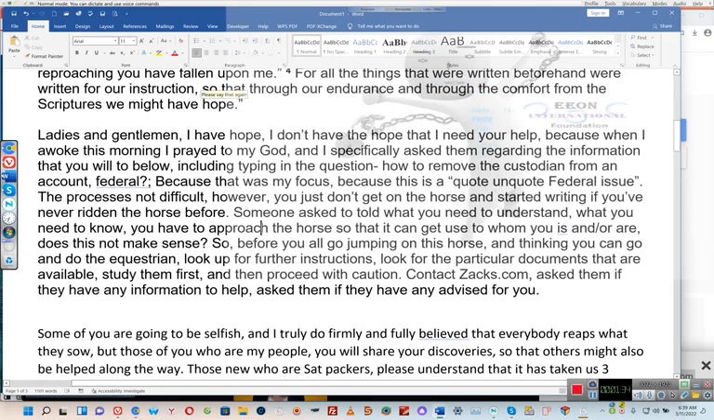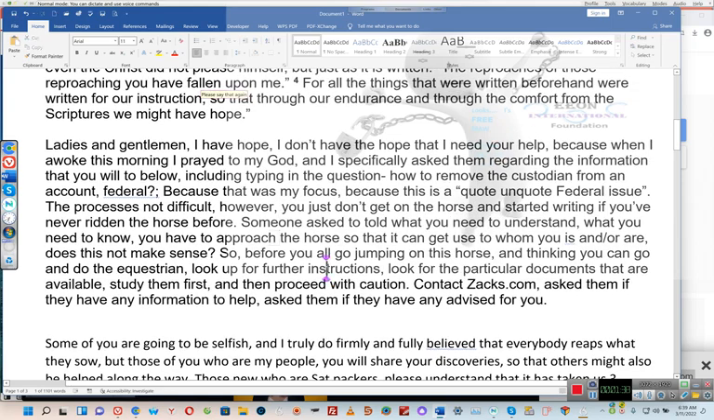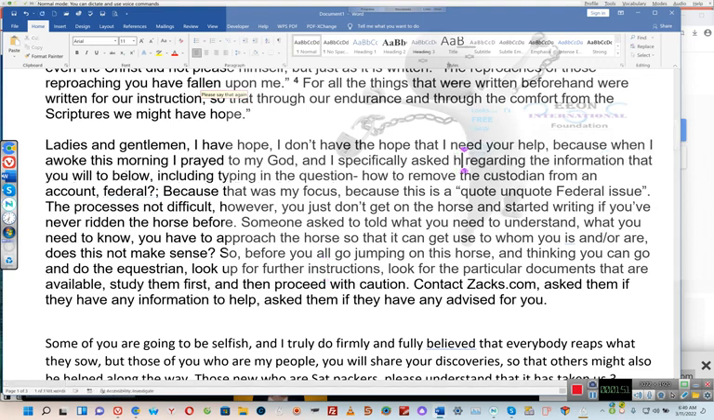Ladies and gentlemen, I have hope. I don't have the hope that I need your help, because when I awoke this morning I prayed to my God. And I specifically asked them regarding the information that you wanted, including typing in the question, how to remove the custodian from an account, federal? Because that was my focus, because this is a quote-unquote federal issue.